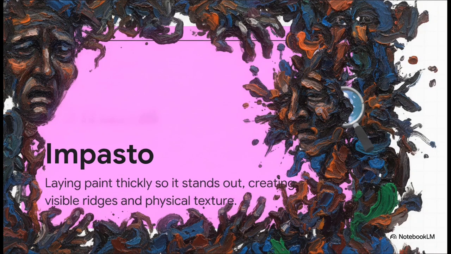For those who might not know the term, impasto is basically the technique of laying on paint or pigment so thickly that it actually stands out from the surface. It creates visible ridges, bumps, physical texture. The artwork stops being just a flat image and becomes this three-dimensional, tactile object. It's such a brilliant way to give psychological weight a literal physical form.